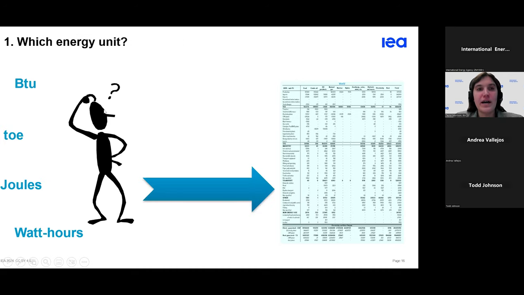First of all, we need a common energy unit to show the balance in. And so the IEA has chosen joules. So this is often in terajoules or petajoules. Our data online is released in joules, although you will see we were previously using tons of oil equivalent, so many of our historical publications have data in 1,000 tons of oil equivalent. In the end, for energy units, it's very much up to the country to choose the energy units.